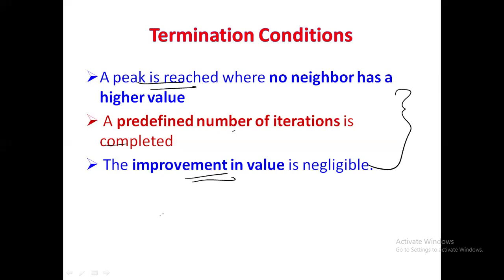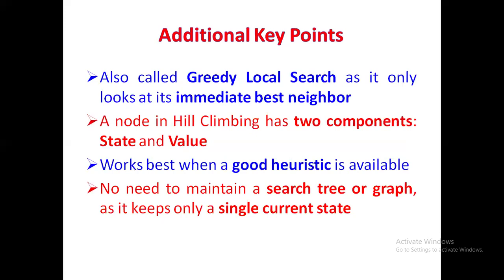These termination conditions help control the search process and prevent the algorithm from running indefinitely, while ensuring a balance between efficiency and accuracy in finding optimal or near optimal solutions. An additional key feature of the hill climbing algorithm is that it is also called greedy local search. How? It focuses solely on selecting the best immediate neighbor without considering future consequences. This greedy nature makes it efficient but also increases the likelihood of getting trapped in local maxima, plateaus, or ridges.